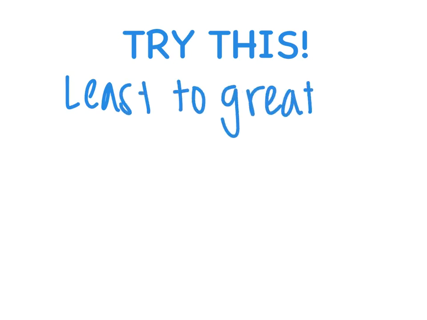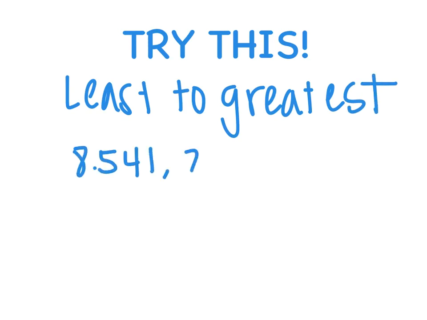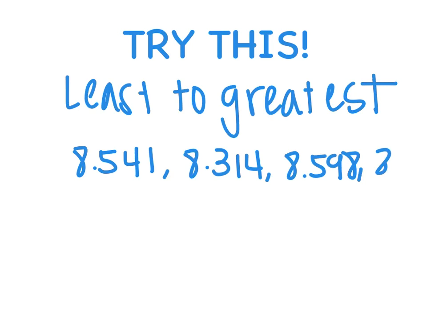All right, hopefully you are feeling like you could line up your numbers and put them in order from least to greatest. And here are your numbers. 8.541, 8.314, 8.598, and 8.8. Remember, when you have something like 8.8, we talked the other day that zeros at the end are equivalent. So 8.8 is the same as 8.800. That might help you out a little bit. Good luck. Write this on your blue sheet and bring it with you to class tomorrow.